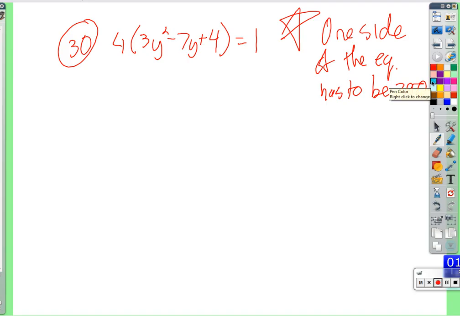So let's start with that. Let's get this side to be 0, right? How do we get this to be 0 instead of 1? Subtract 1.